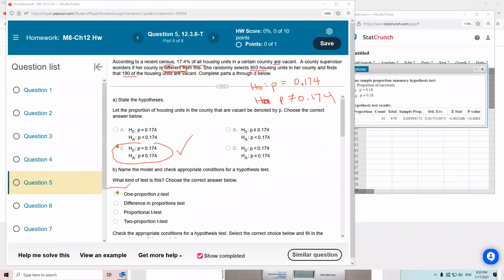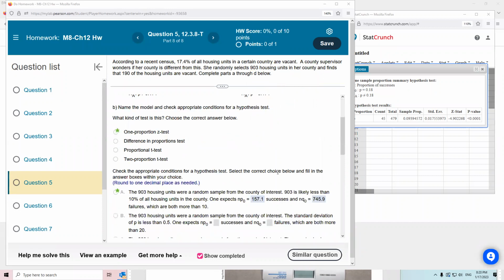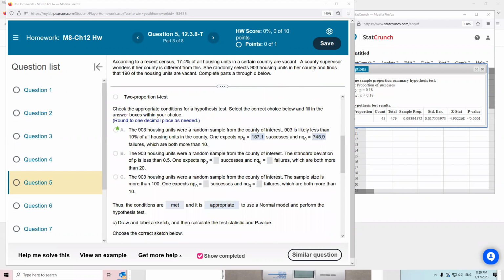Again, this is a one proportion z-test. Let me scroll down. We're going to check the requirements again. So in this case, we're going to take n times p0. Our sample size here is 903. The proportion of vacancies we say is 0.174. So if you work this out on your calculator, you get 157.1.